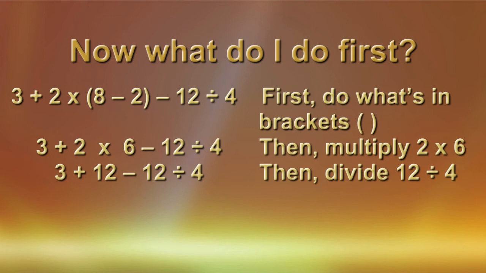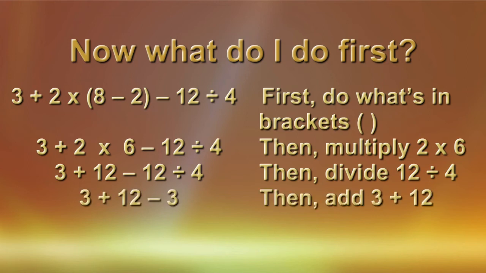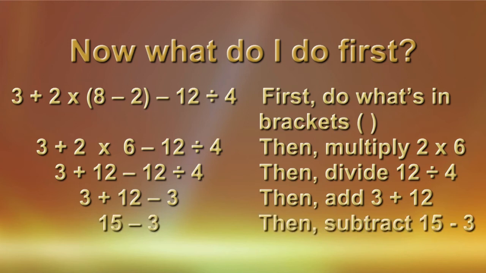Well, you can't go to the adding and subtracting yet. You still have dividing. So you want to then divide 12 divided by 4. That gives you 3. So you have 3 plus 12 minus 3. So again, what do you do first? The adding or subtracting? Well, the adding's on the left, so you do the adding first. 3 plus 12 is 15. And then, finally, 15 minus 3 is 12.